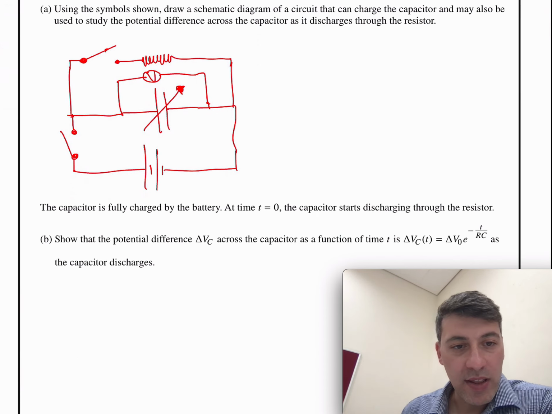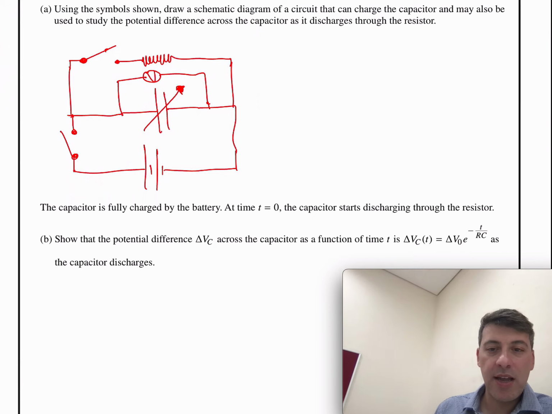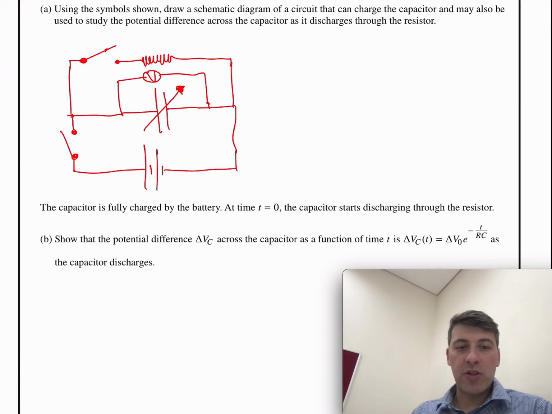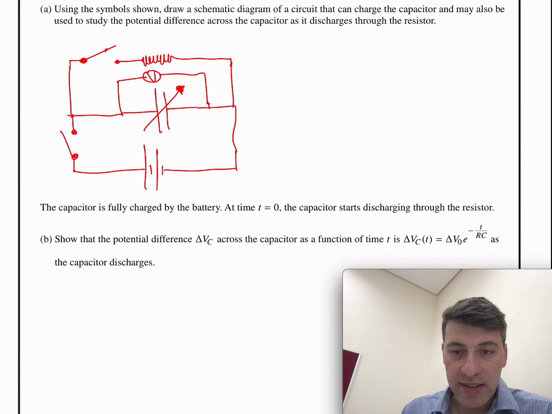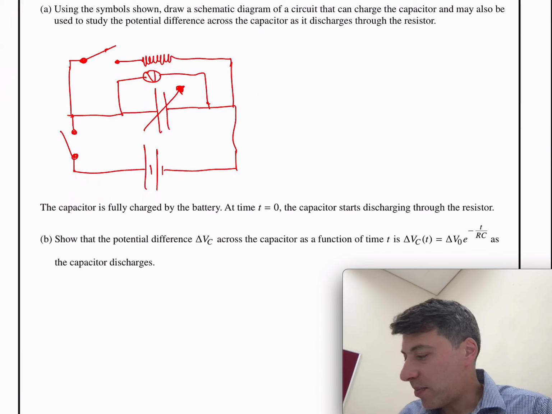Later, when the capacitor is fully charged, the capacitor starts discharging, so we close the second switch and we open the first switch at the same time, and we need to show that the potential difference will be given through that rule. Alright, now we don't need to draw a new diagram.